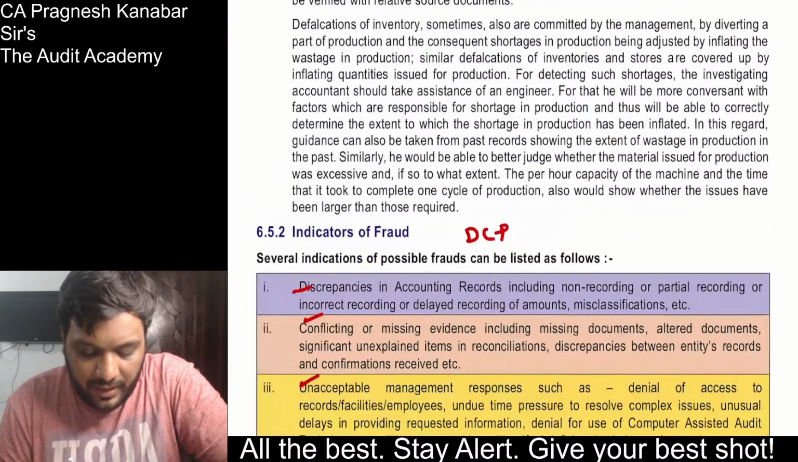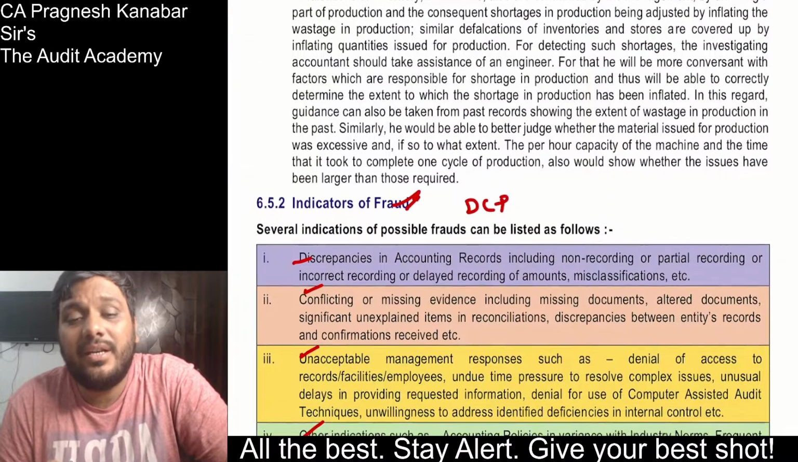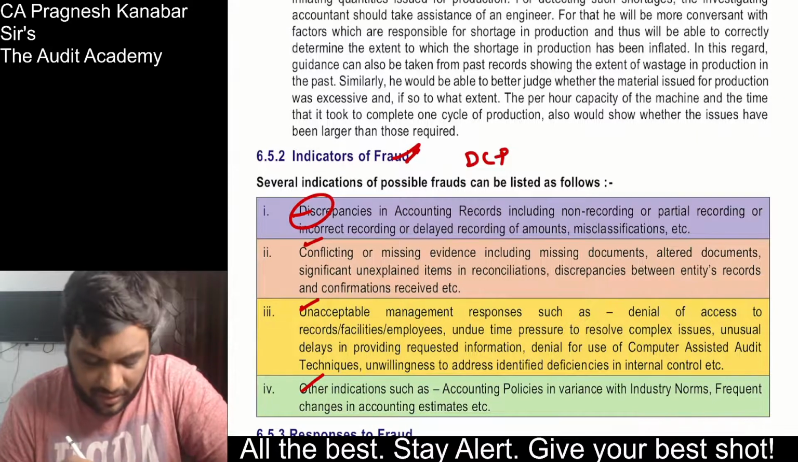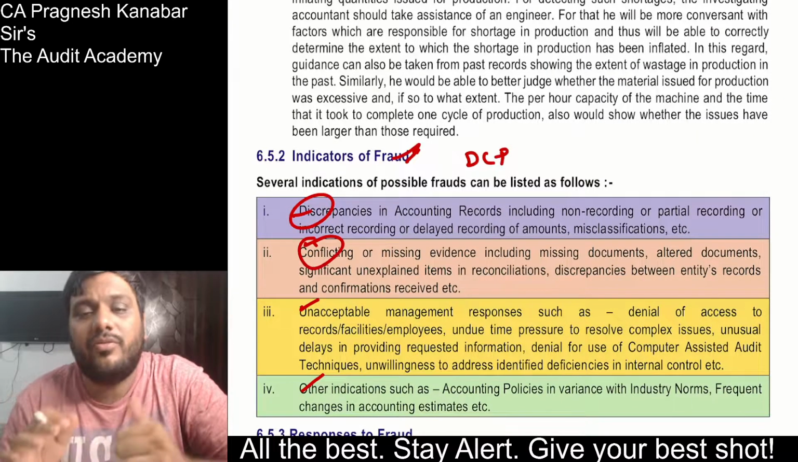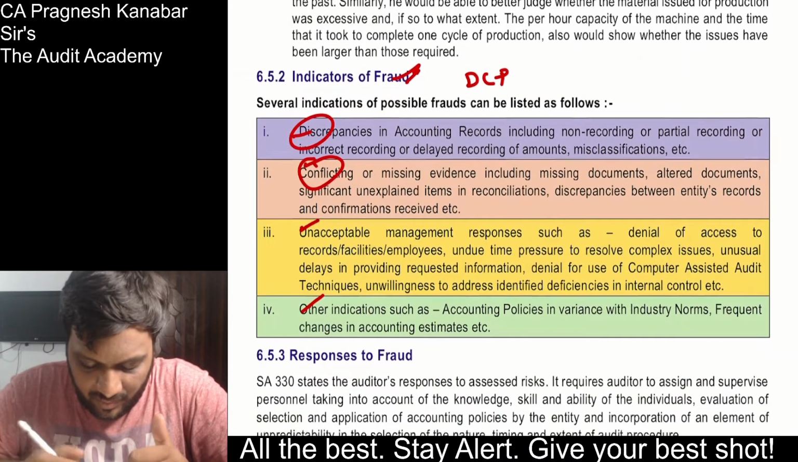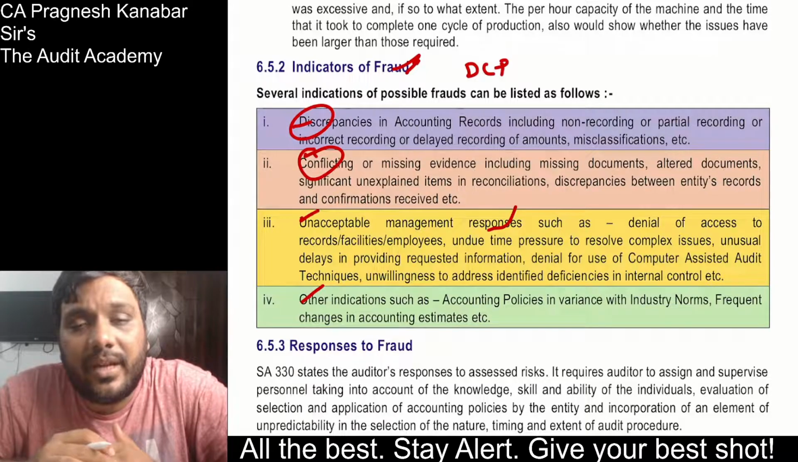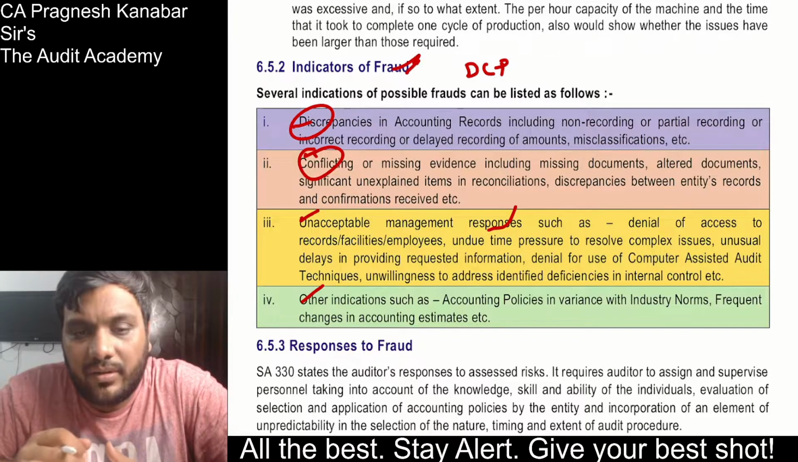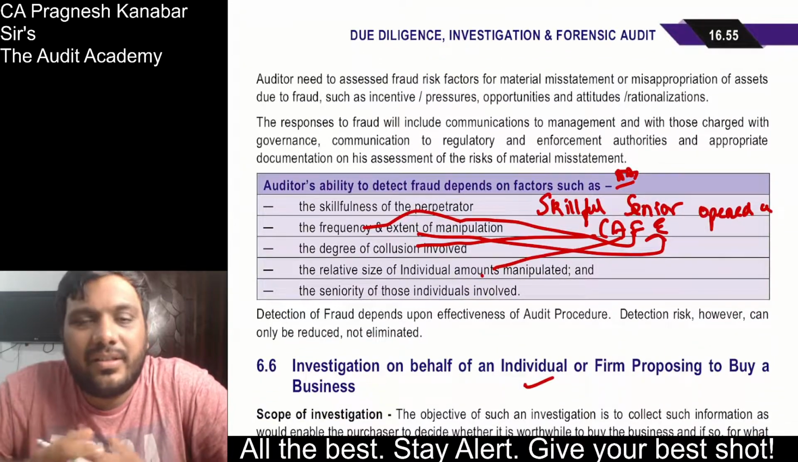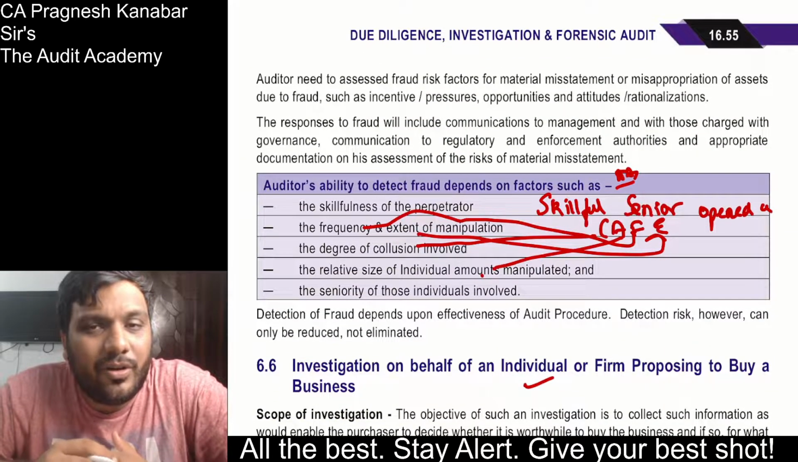Okay, indicators of fraud, the situations which can indicate a possibility of fraud. DCP: discrepancies in the accounting records, conflicting or missing evidence, and P for problematic relationship between management and the auditor. All right, okay. Responses to fraud we discuss in SA 240.